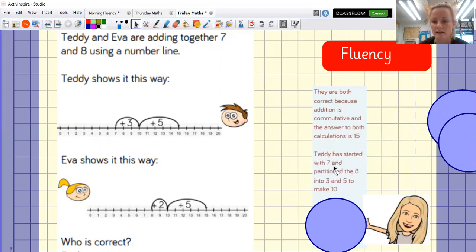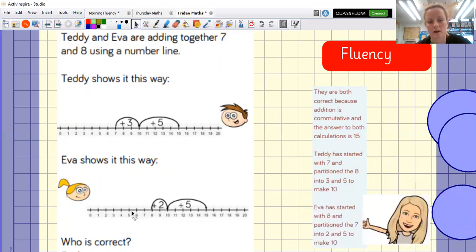So Teddy has started with 7 and partitioned 8 into 3 and 5, and still got 15 because they made 10 by going 7 plus 3 equals 10. And then they've added the 5 on. So they were secure that 7 plus 3 equals 10. Now, you might not have thought of that one first. You might remember that 8 plus 2 is 10. So Eva has done 8 plus 2 to create 10, and then she has done plus 5.